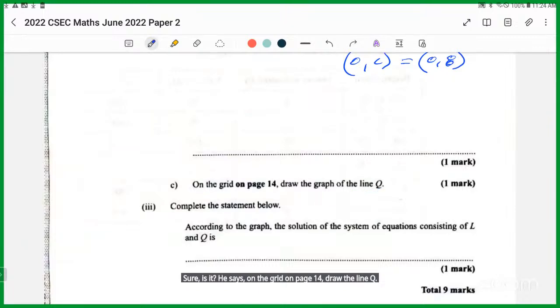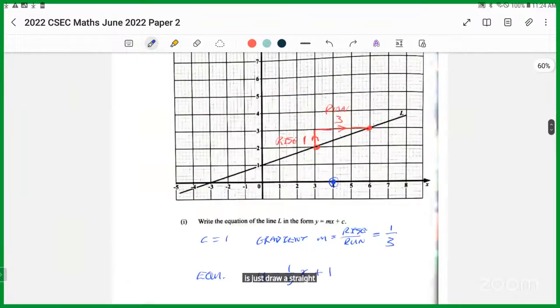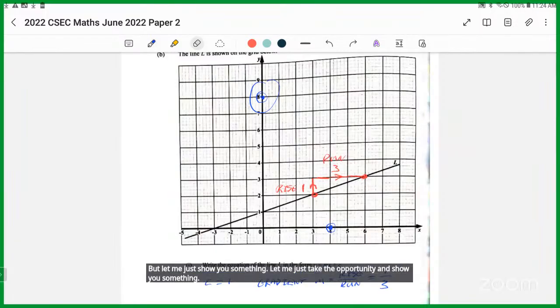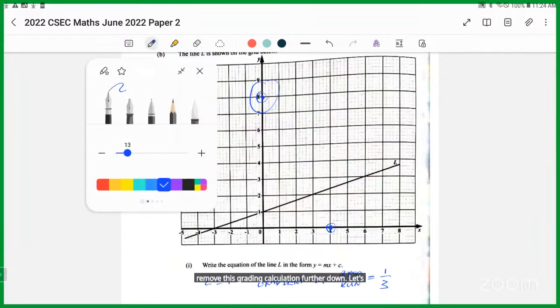So to draw that line Q, all we need to do is just draw a straight line through these 2 points. And we have the point Q. But let me just take the opportunity and show you something. Let me move this gradient calculation further down here, out of the way.